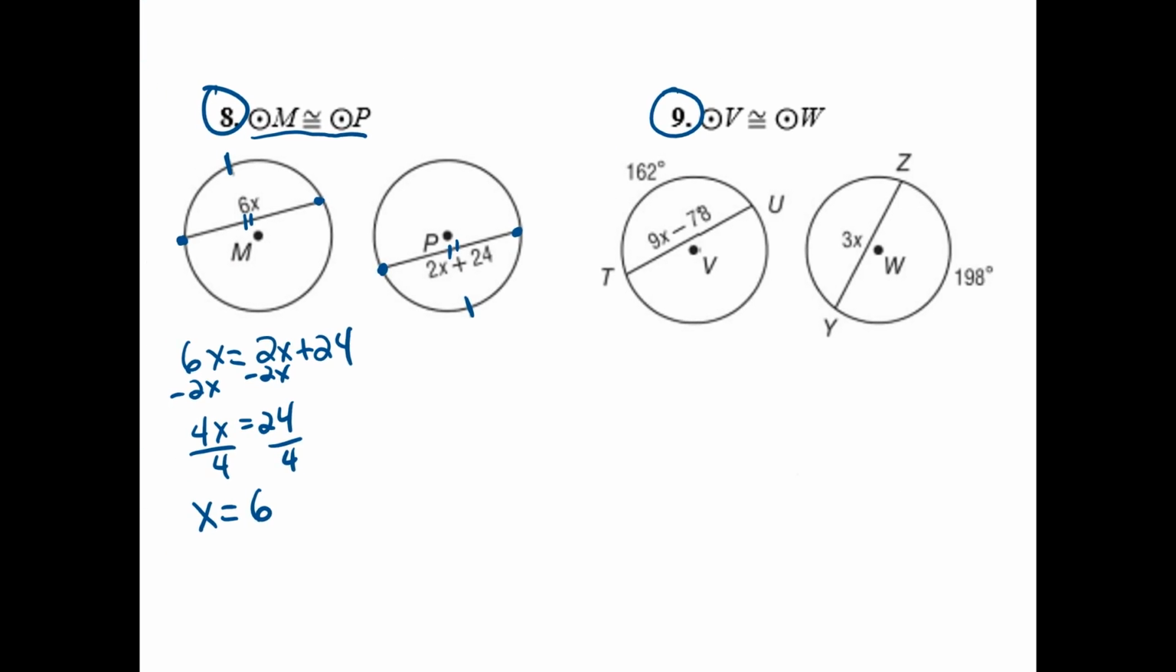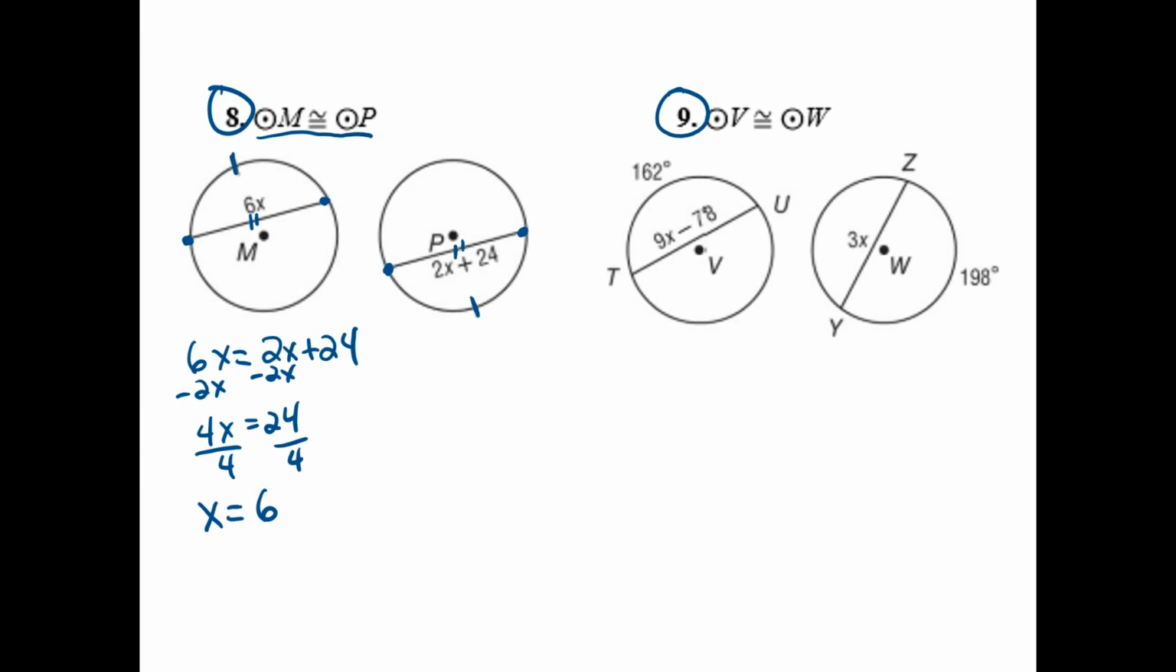Number 9 has a similar type of situation. We've got circle V is congruent to circle W. That's the given information for these two circles. And I have an arc here that is 162 degrees. Well, if I take 360 degrees and subtract 198 degrees, I end up with 162 degrees.